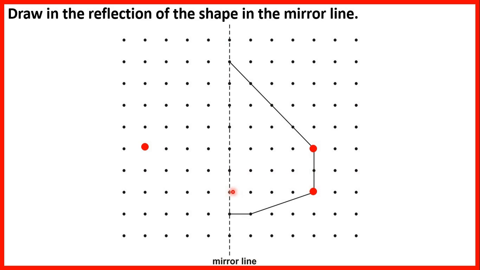This point here is 4 to the right, so we can count 4 to the left, and this point here is 1 to the right, so we can count 1 to the left. So now that we've dotted our corners, all we need to do is join them up and we have the reflection of our shape.